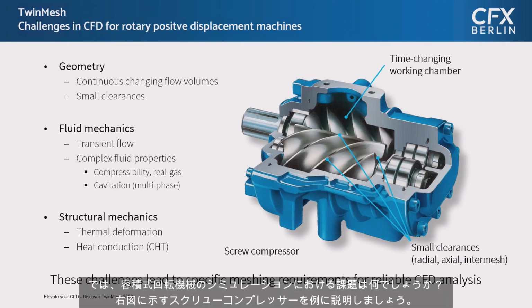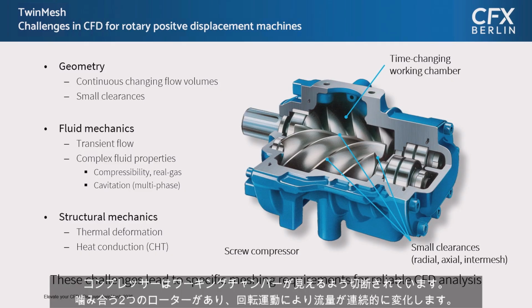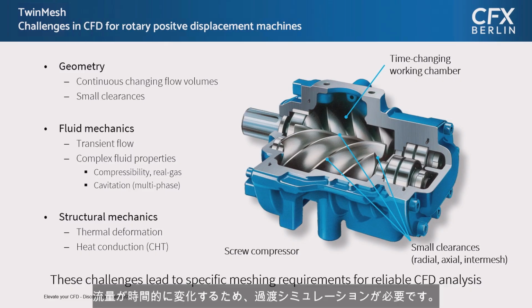So what are the challenges in simulating rotary positive displacement machines? Let me illustrate this with a screw compressor, as shown on the right. The compressor is cut open, so you can see the working chamber. There are two intermeshing rotors. Due to the rotational motion, the flow volume changes continuously. Additionally, there are very thin clearances between the rotors themselves and between the rotors and the housing, in both radial and axial directions. Because the flow volume is time varying, a transient simulation is required.